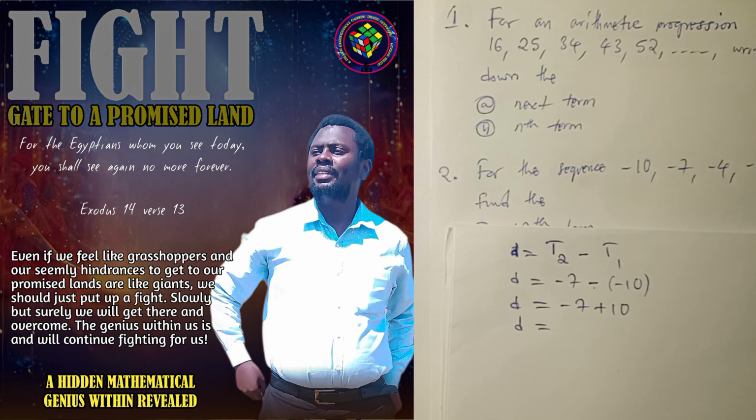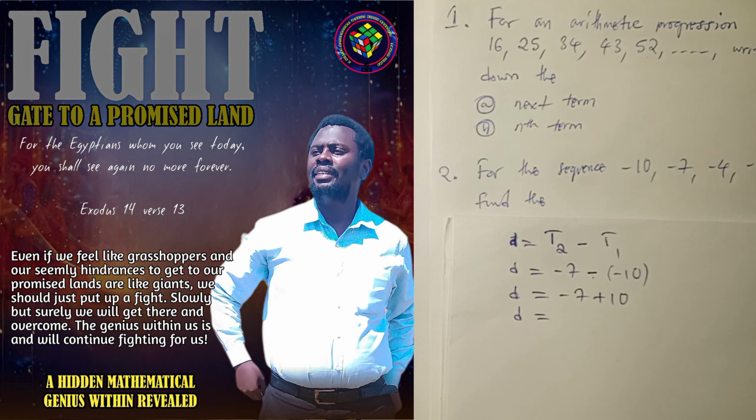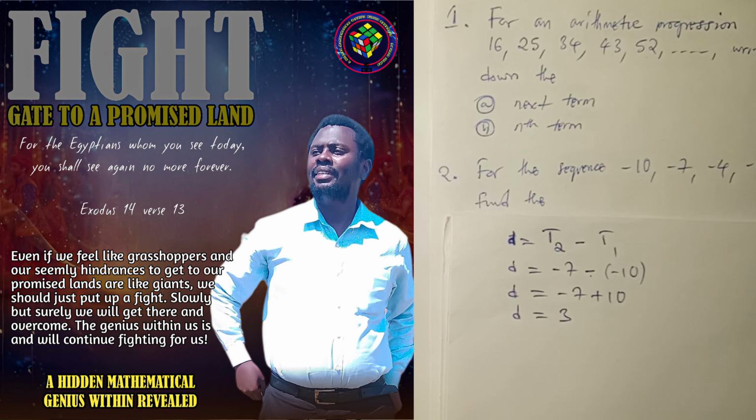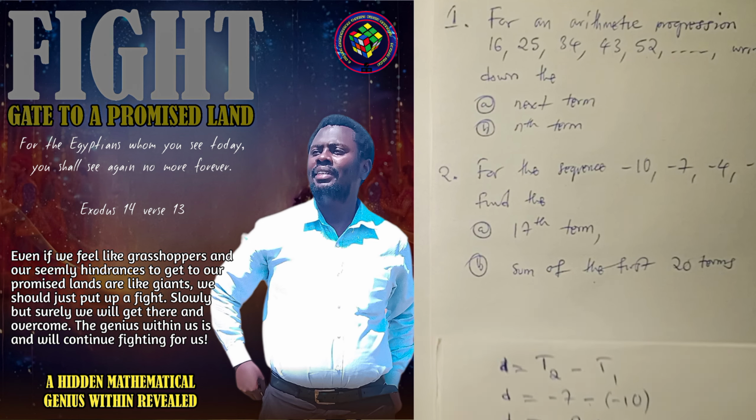Yes, when you have different signs, you subtract and get the sign from the bigger number. And we can see that the bigger number there is 10 and has a positive sign. So negative 7 plus 10, you get positive 3. So D is equal to 3. Okay, then we go to the questions now.